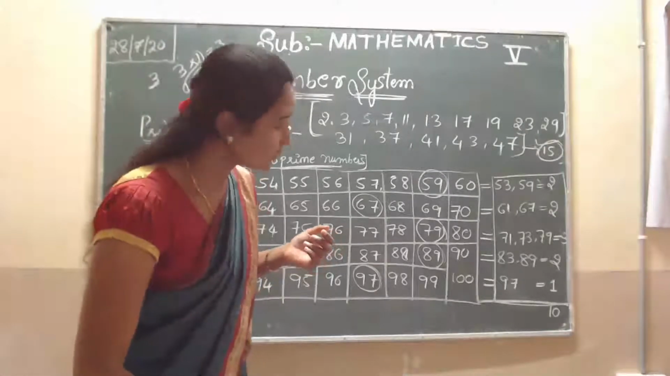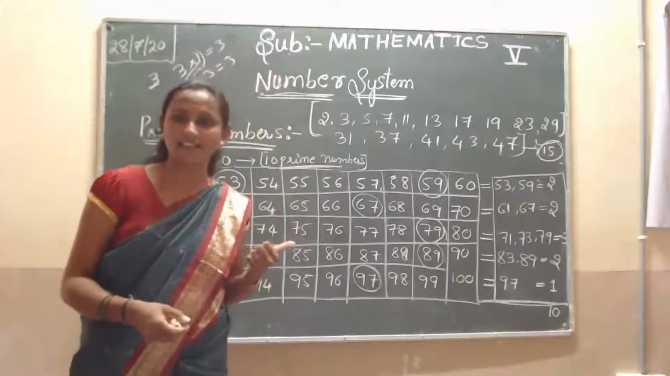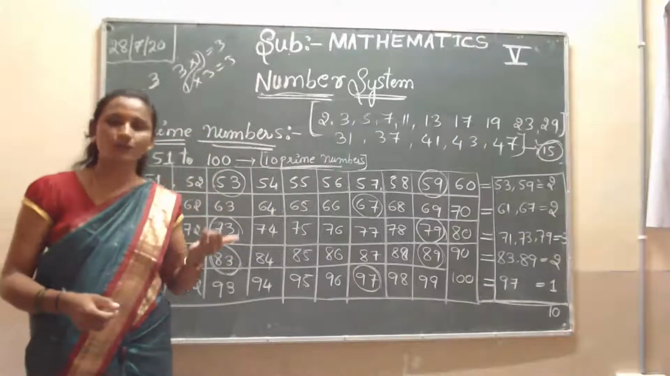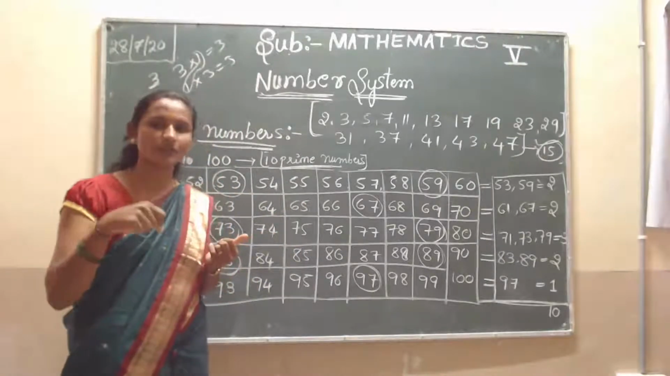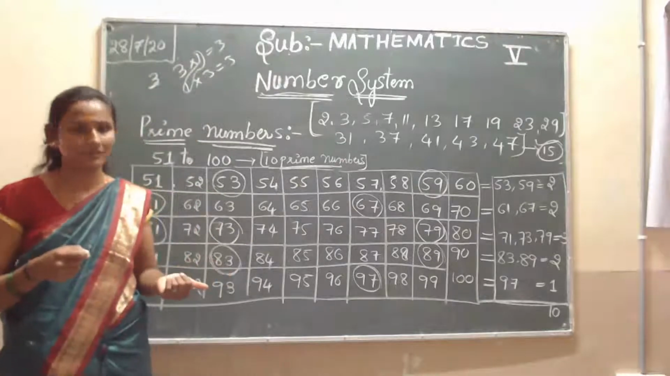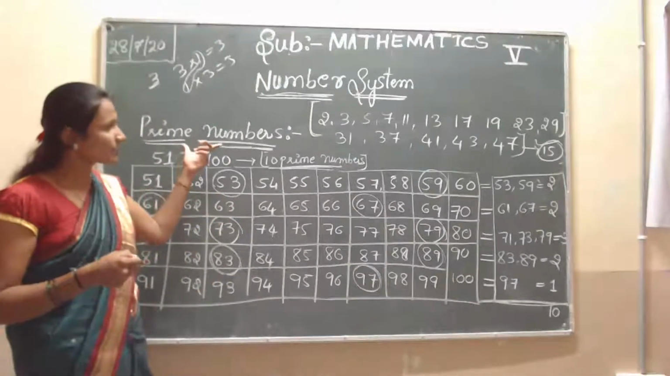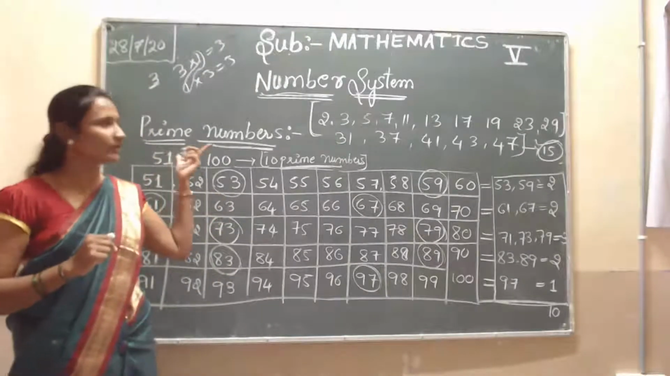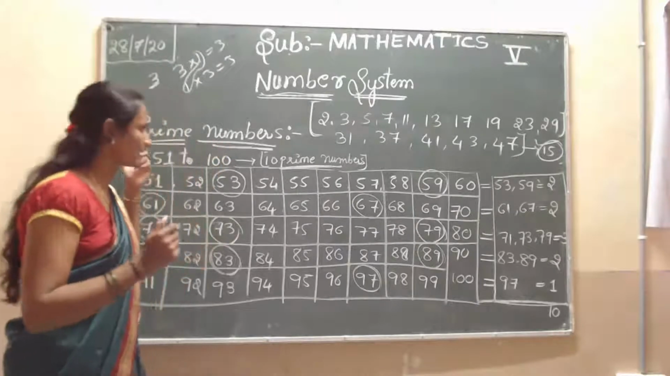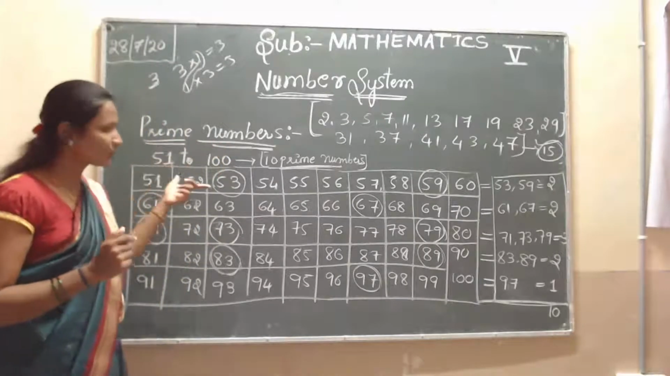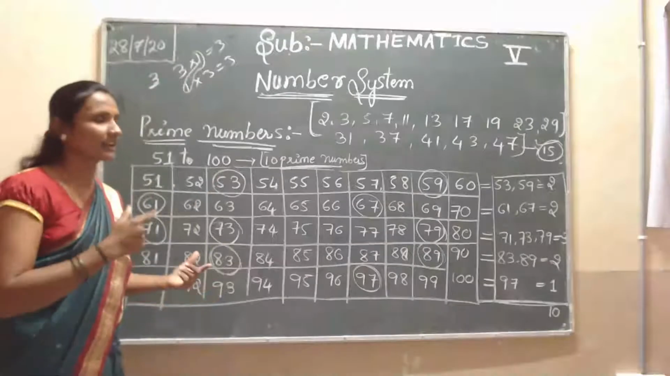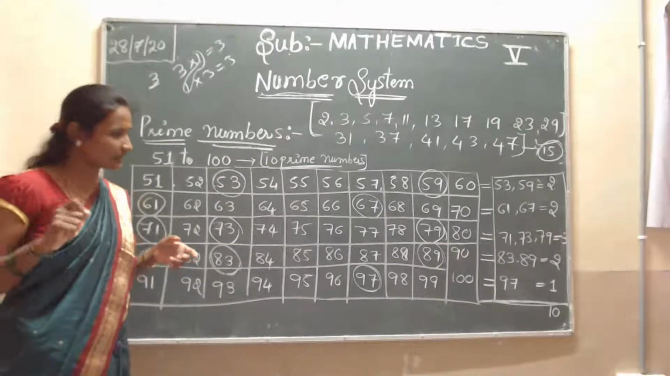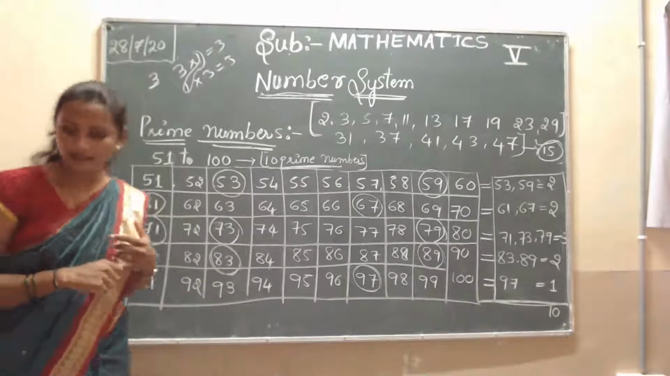So in the last classes, yesterday's classes, natural numbers, whole numbers, odd numbers and even numbers are completed. For prime numbers, earlier we completed up to 50, and today 51 to 100 is completed. Then next, the topic is integers. Yes, so this is completed.